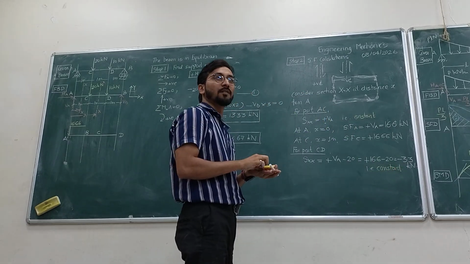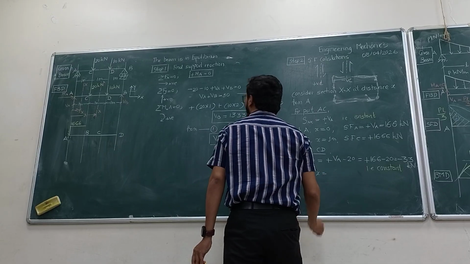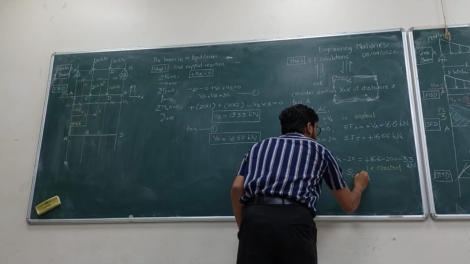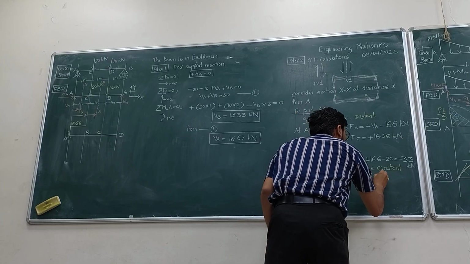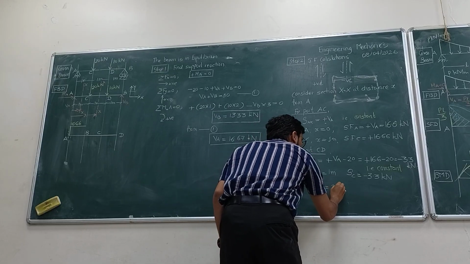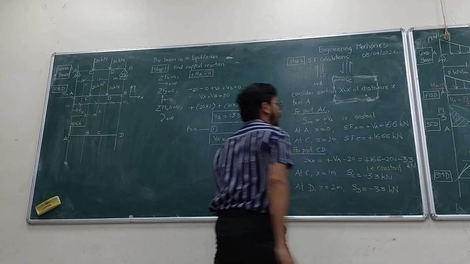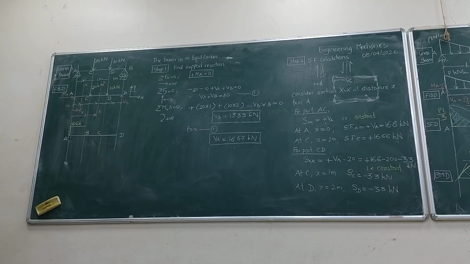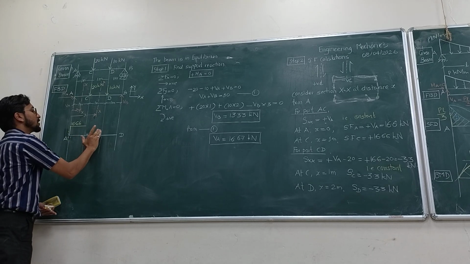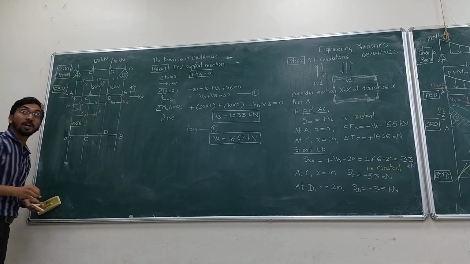Now find out the values of shear force at C and D. So at C, x is equal to how much? 1 meter. Doesn't matter. So shear force at C is equal to minus 3.3 kilonewton. At D, x is equal to 2 meter. Shear force at D is equal to minus 3.3. I wrote S in place of shear force, only SF or S. Sorry, the name was wrong here. This is C, D.